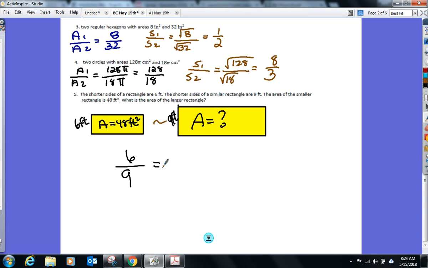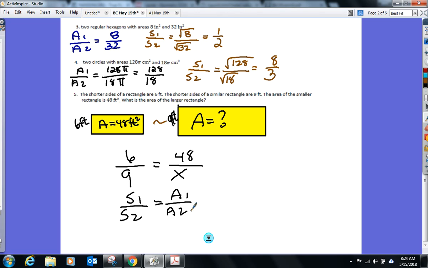Somebody tell me why this is going to be incorrect. 6/9, the similarity ratio. The area of the rectangle with the side of 6 is 48. Let's find the area of the one that's got a 9. Why is that incorrect? Totally incorrect. Frank? Hey, if you're saying this is correct, then that the similarity and the area ratios are the same. We know that's not true.